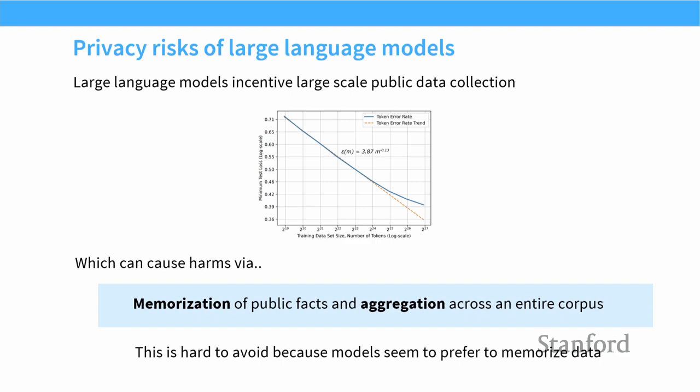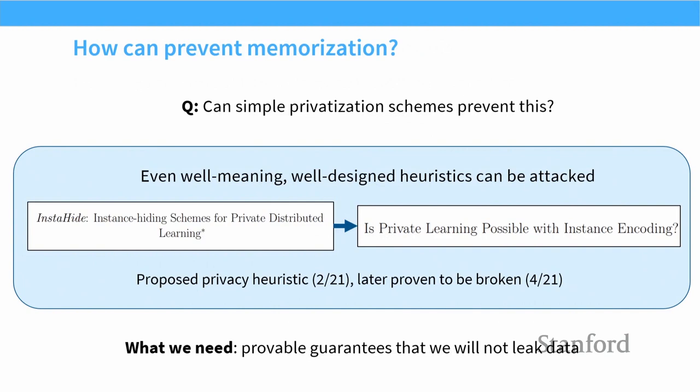And so how can we get away from this problem? Now we need to try to fix this problem, and I'm going to talk about that. One thing that you might begin with, and that I want to prevent you from doing maybe, is to think about simple privatization schemes. Just look at some names in the training data and mask them out, find addresses and mask them out.